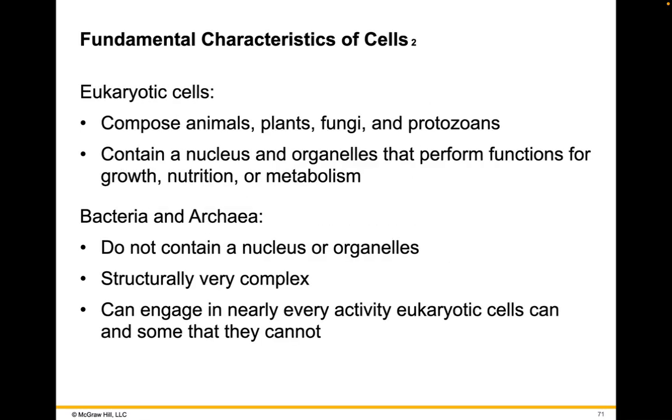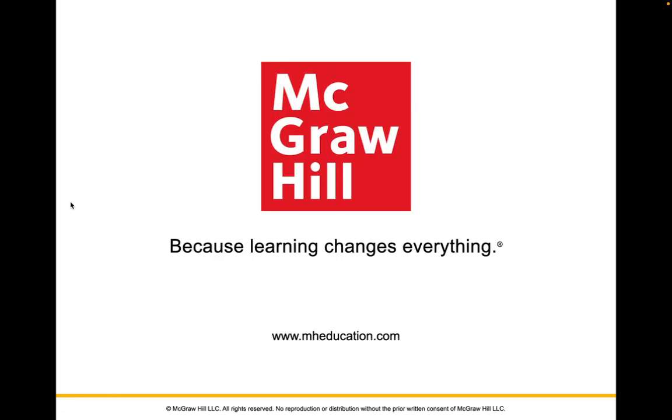And cells are super complex. As I mentioned, we have eukaryotic cells. Those are animals, plants, fungi, protozoans. They do have a nucleus and these membrane-bound organelles that all have different functions that help the cell and the organism grow, take in nutrition, and metabolize it for life. Bacteria and archaea, they do not have a nucleus. They do not have membrane-bound organelles. They're still very complex. They're smaller than eukaryotic cells, and they can pretty much do everything eukaryotic cells can do, and even more. And that is the end of chapter 2.